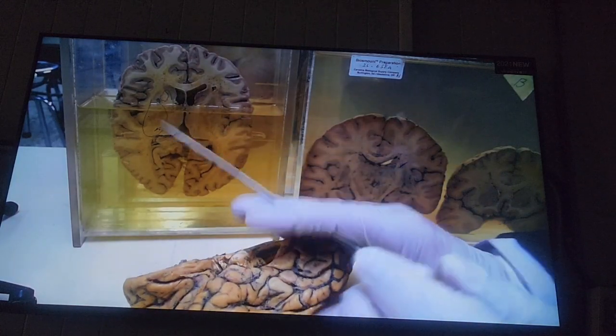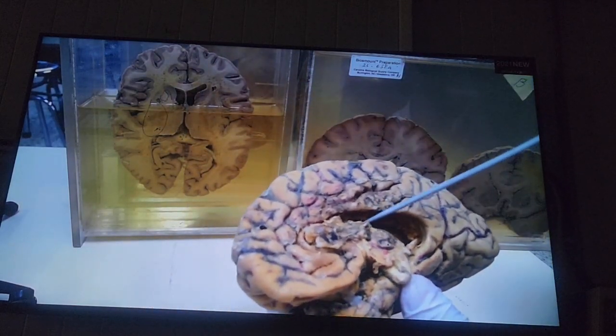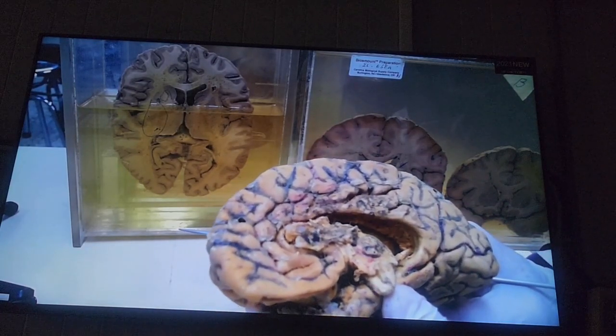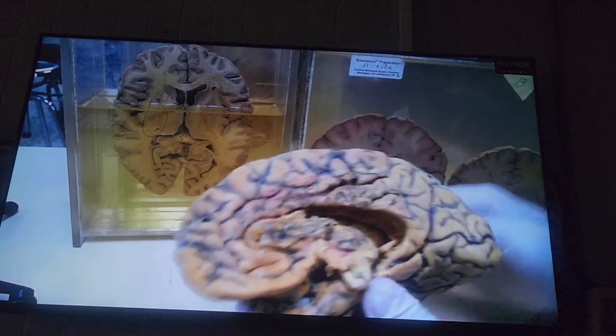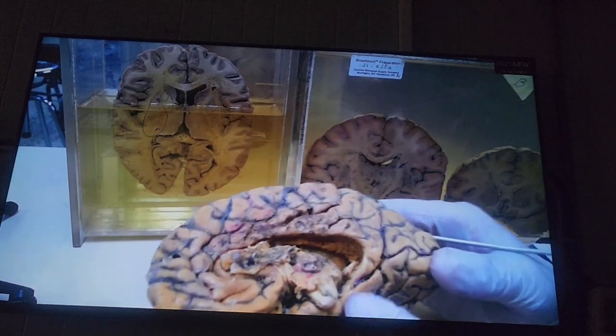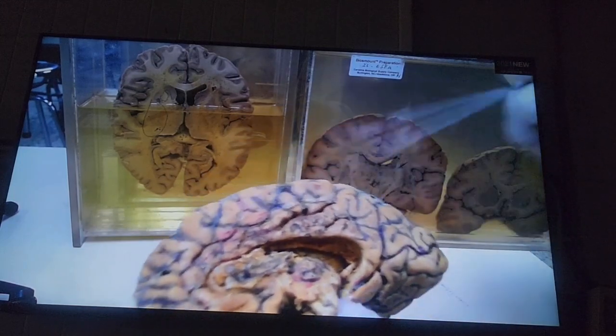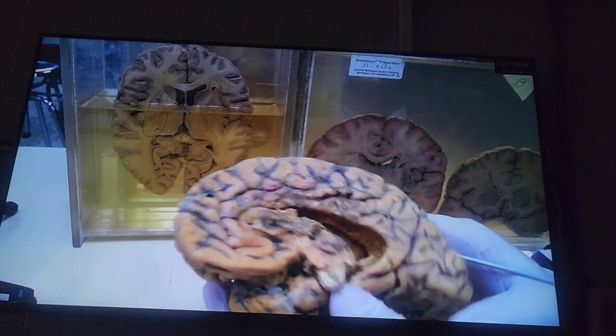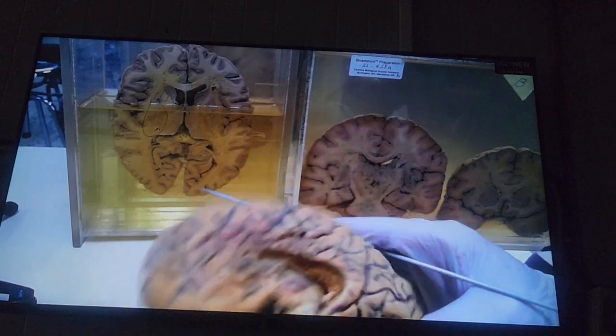From the body, the cavity of the lateral ventricle arches downward and then forward into the temporal lobe, here, to form the inferior horn, and backward here to form the posterior horn of the lateral ventricle.